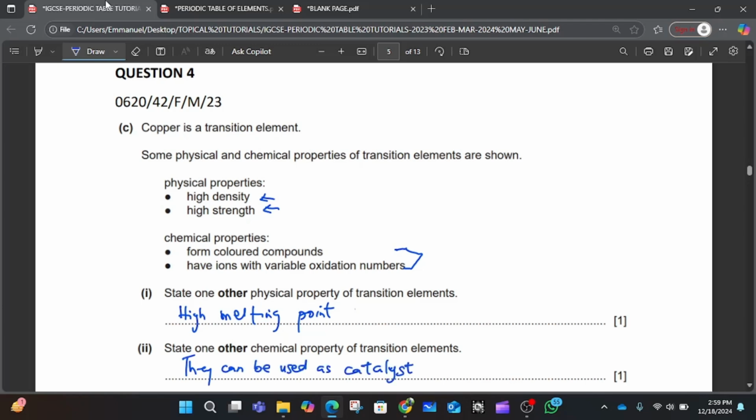Example is the transition metal iron used in the Haber process. Then you also see vanadium in the contact process. You also see nickel, palladium, or platinum in the hydrogenation of alkenes or hydrogenation of oils to form margarine. The catalyst used in the catalytic converter, that is in the exhaust pipe of cars, like palladium, platinum, and rhodium.